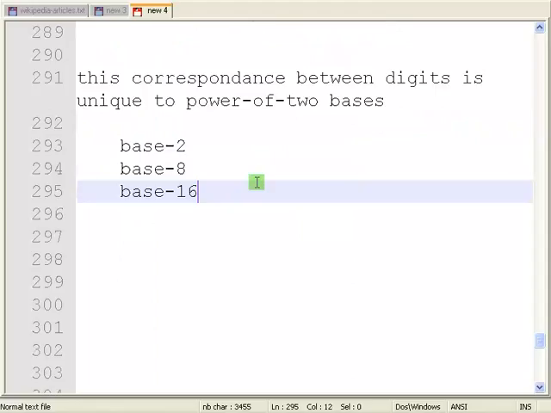Understand that these special relationships between binary and hex and binary and octal arise from the fact that their bases are powers of 2. They are base 2, base 8, and base 16. The mental conversion between binary and a number system that's not a power of 2, such as base 10 decimal, is not so easy because each digit of decimal does not correspond to a fixed number of binary digits, so things don't work out so neat.